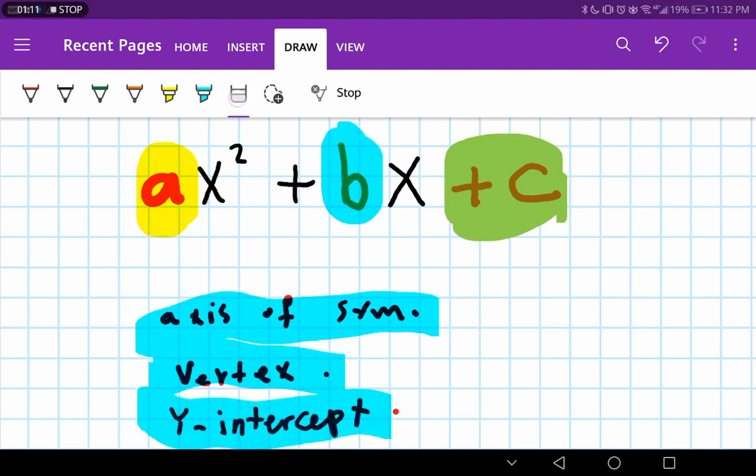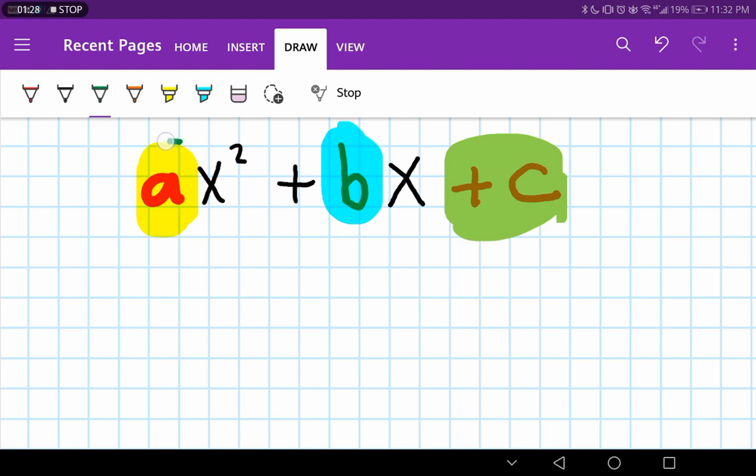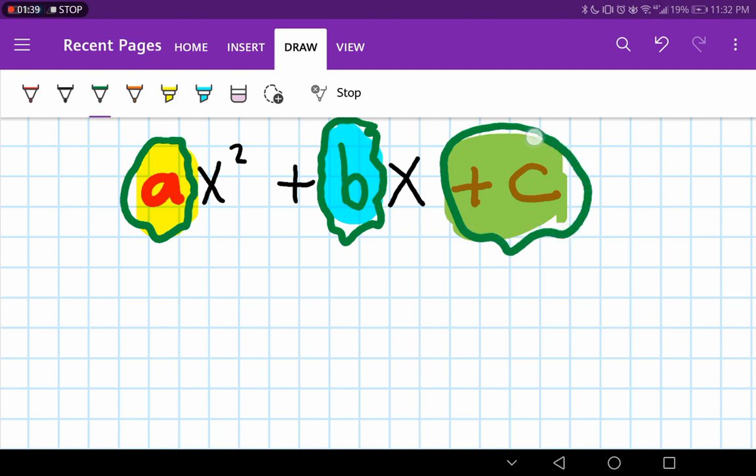you have to know what is A, what is B, what is C. This is the quadratic form, or the general form, of any quadratic function. The number that sticks with the x squared is called A, the number that sticks with x is B, and the number that is alone and happy is C.